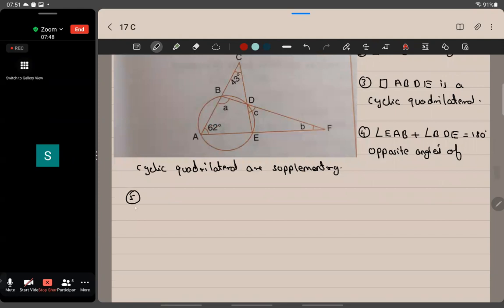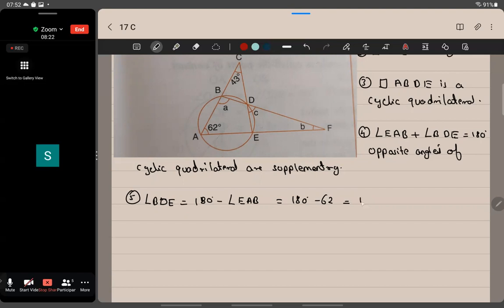Now fifth one, EAB is already given. Angle BDE is equal to 180 degree minus angle EAB, that is equal to 180 degree minus 62, that is equal to 118.